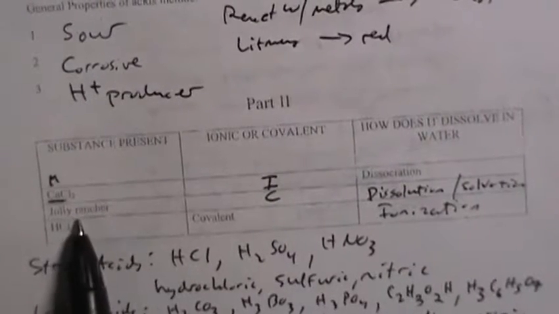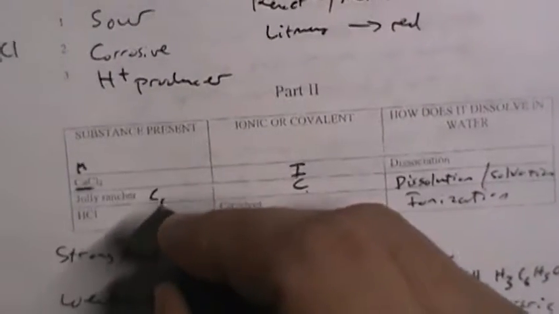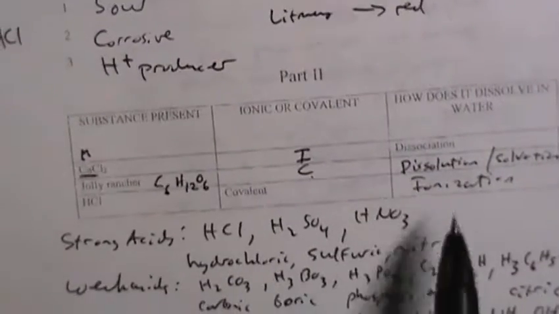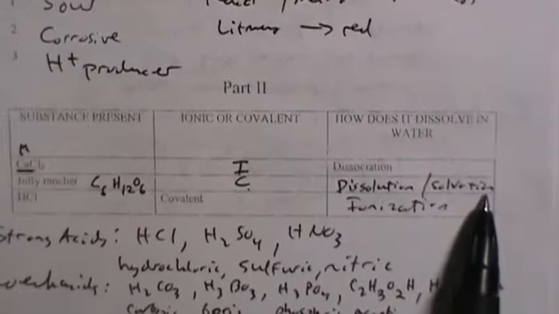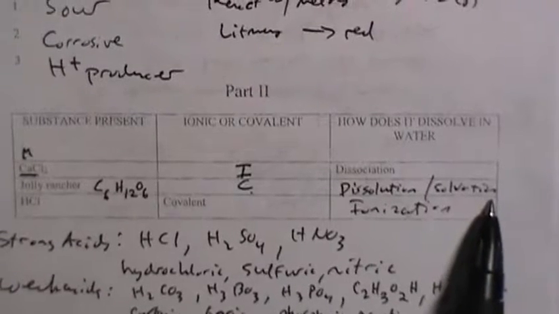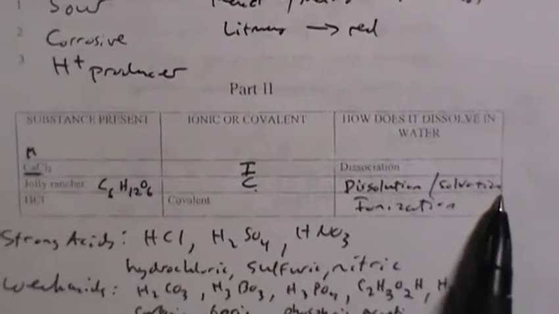ions. Jolly Rancher, you should recognize as being sugar, and sugar is a covalent compound. It's composed of carbon, hydrogen, and oxygen. And sugar will dissolve or solvate in water. The molecules do not fall apart. There's no pieces pulled apart from each other, but the molecules are separated by water molecules. And so it will dissolve and disperse, but it will not conduct electricity.